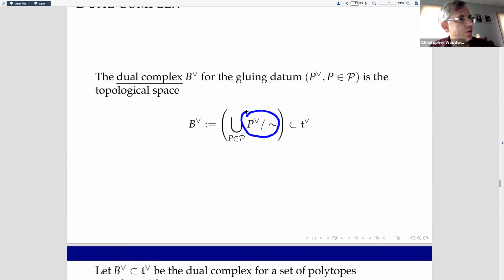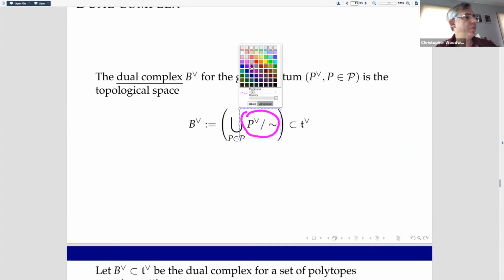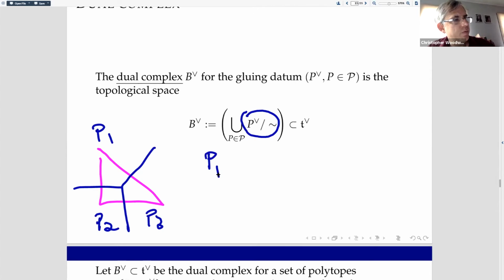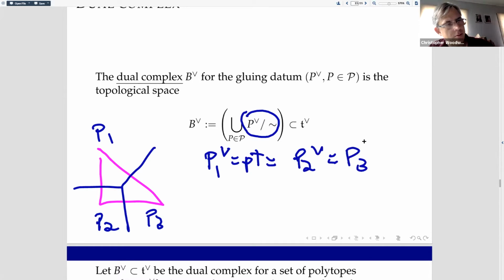So if I take my original example, let's say the polytope was P2, and I cut like I said, so I cut like this. Okay, so then this was P1, P2, P3. P1 dual is just going to be a point, because P1 is something of maximal dimension, so there's nothing there. So P1 dual is here, P2 dual is down here, P3 dual is down here.